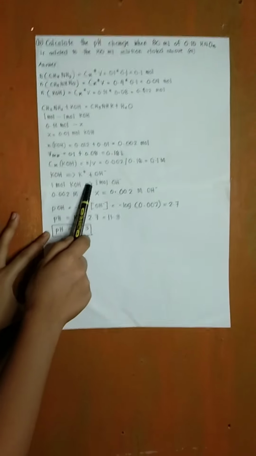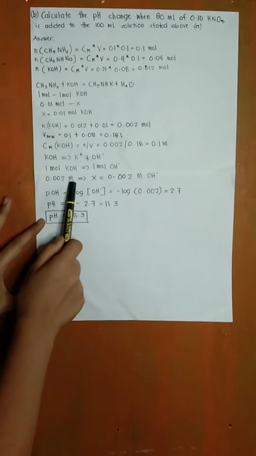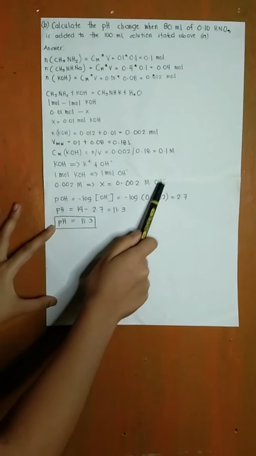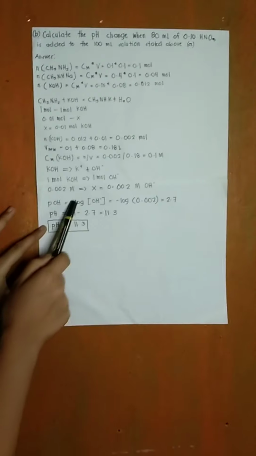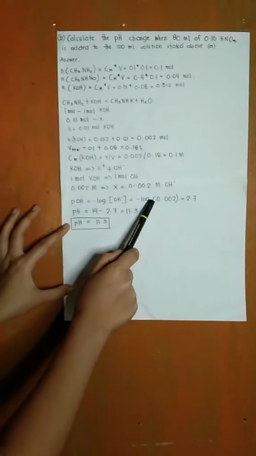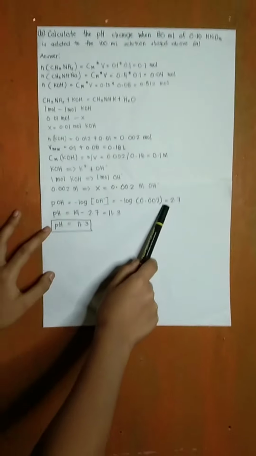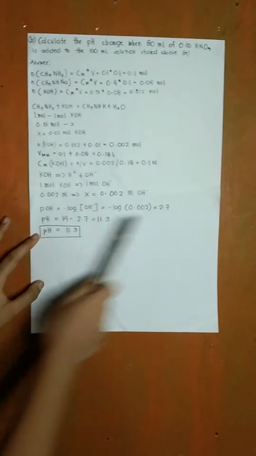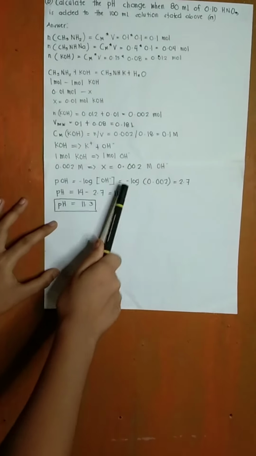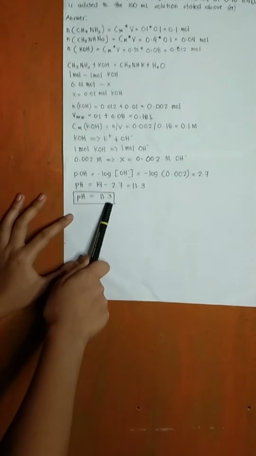KOH to K positive plus OH negative. 1 mole KOH to 1 mole OH negative. 0.002 molarity to X equals 0.002 molarity OH negative. pOH equals negative log of OH negative equals negative log 0.002 equals 2.7. pH equals 14 minus 2.7. The answer is 11.3. And the final answer, pH equals 11.3.